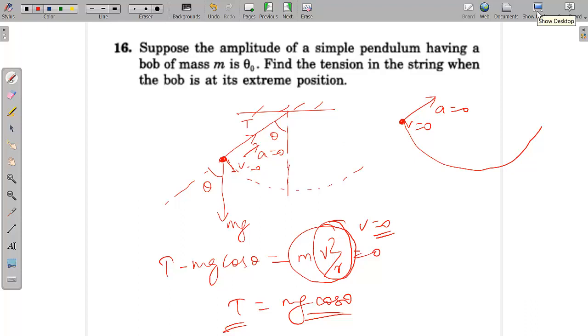So this is the way you will be getting the questions in circular motion. Now there will be some complicated questions also.